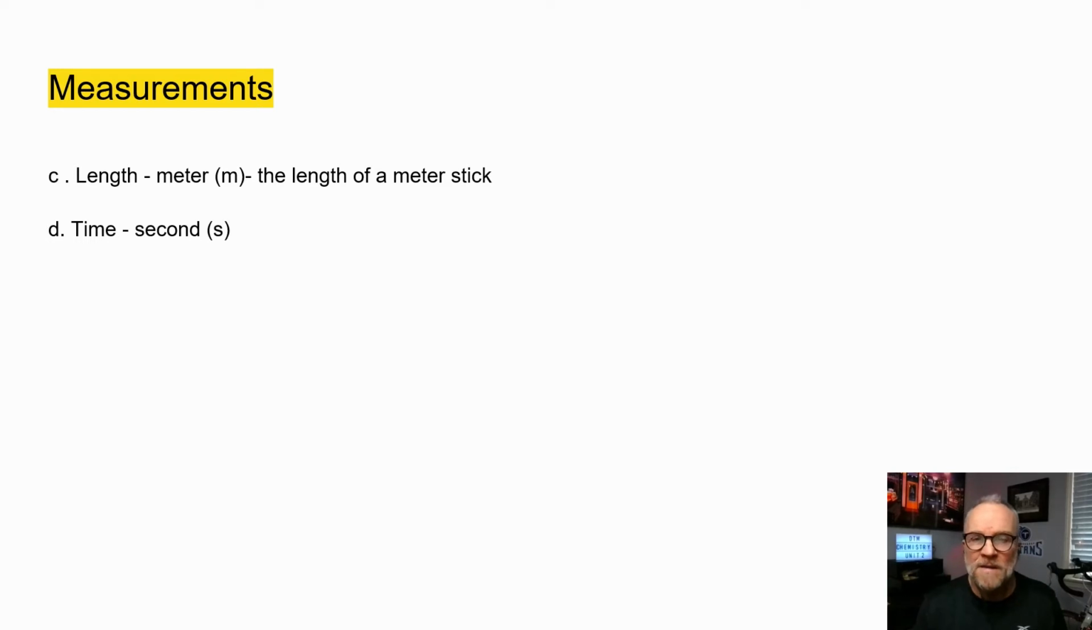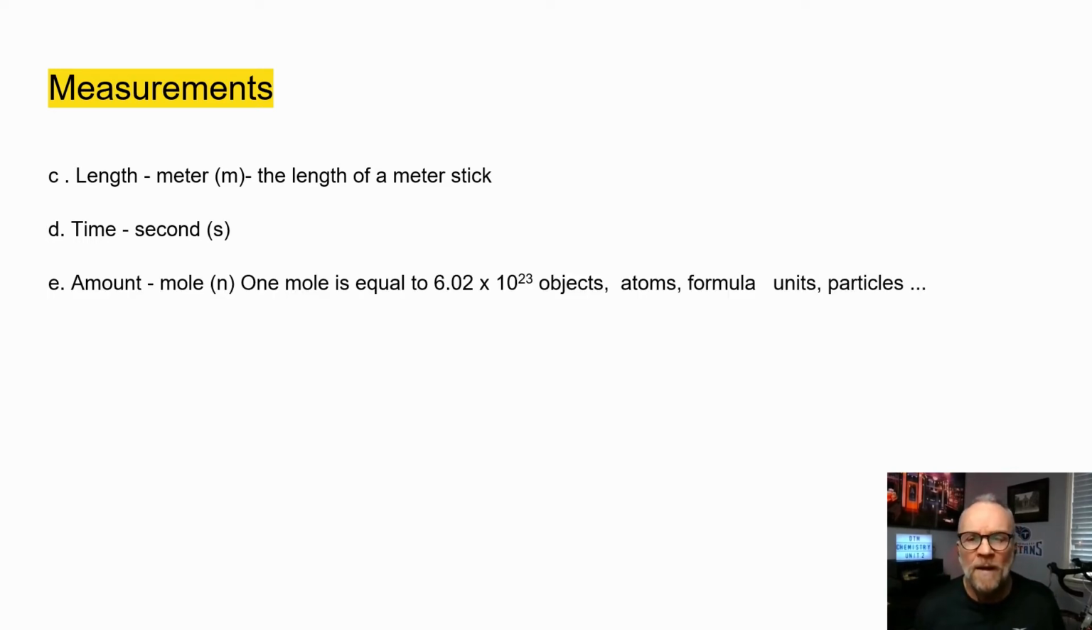Second is the time interval that we use as our base, and then amount is the mole, which is 6.02 times 10 to the 23rd objects. Atoms, formula units, particles, anything that you can think of is a quantity in science. And so a little later on we'll talk about this important mole concept and why we need such a large grouping to hold those very, very small particles. So these are our base units.